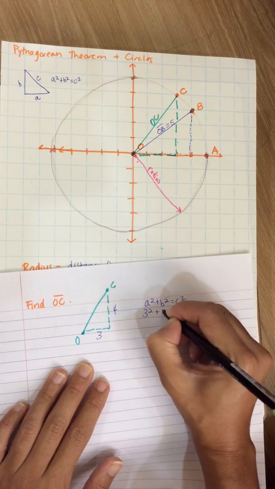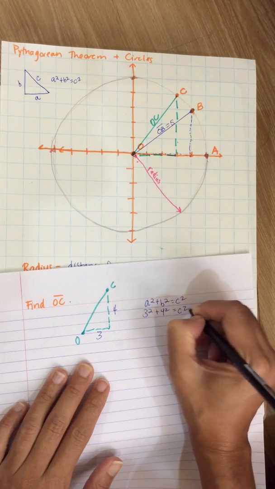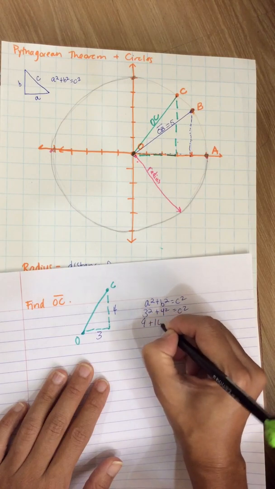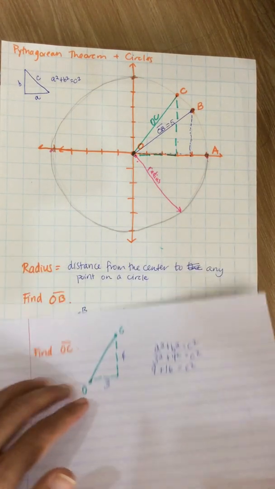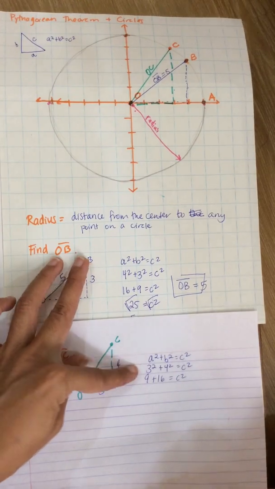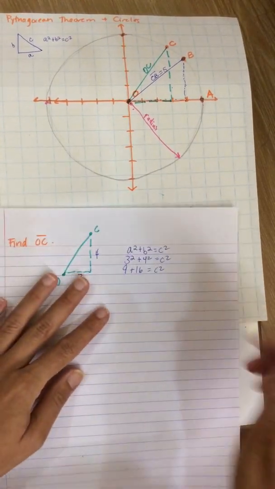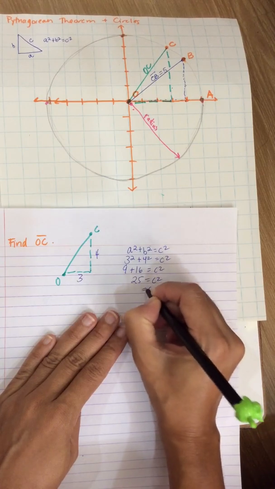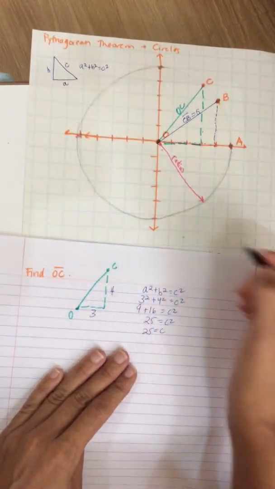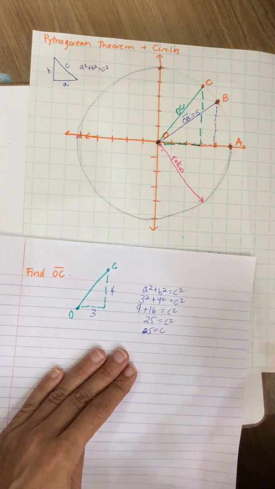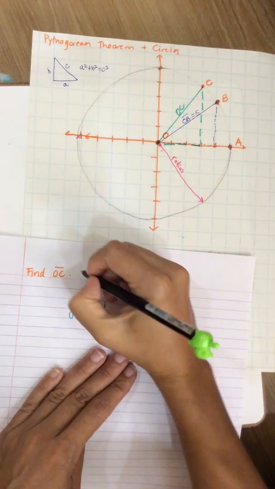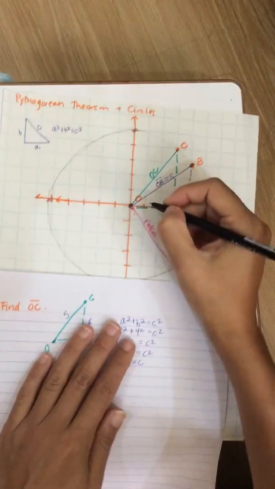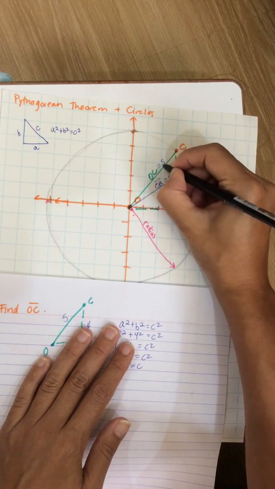Now, using my Pythagorean theorem, 3 squared plus 4 squared equals C squared. I'm noticing something that's happening here. These numbers are exactly the same, just flip-flopped around. So when I add them, I'm getting the same thing, and I know C squared has to be 25. I mean, C is 5, it's the square root of 25. So this has to be 5. The length of this radius OC is 5.